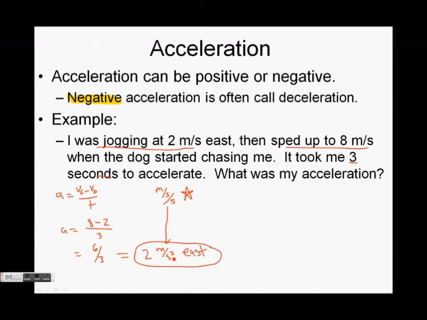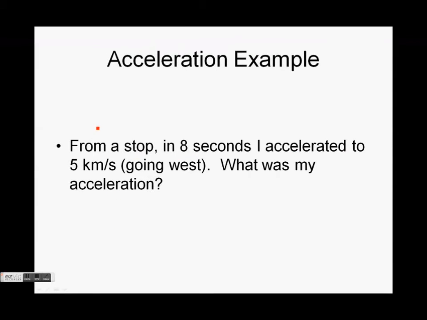But again, let's talk about this meters per second squared thing. What this means is every second I got 2 meters per second faster. Meter per second per second. Every second I got 2 meters per second faster. That's what it means. Now you can just simply write it down as meters per second squared, or you could just write it as meters per second per second.